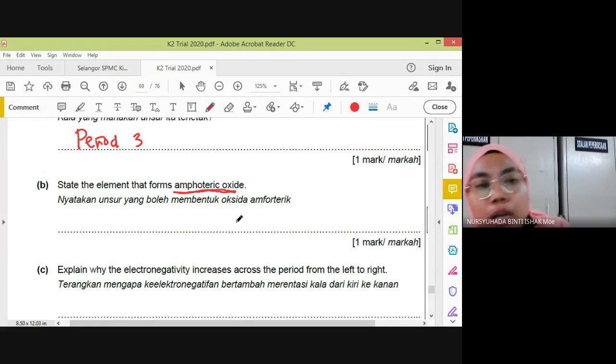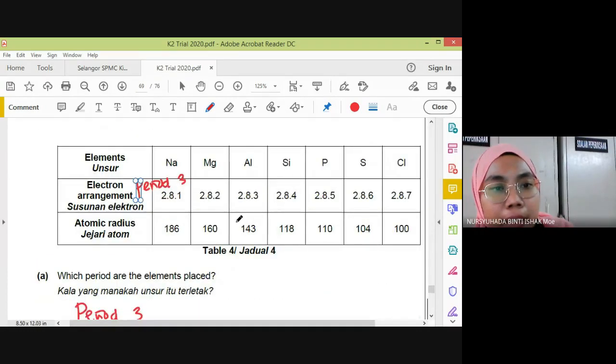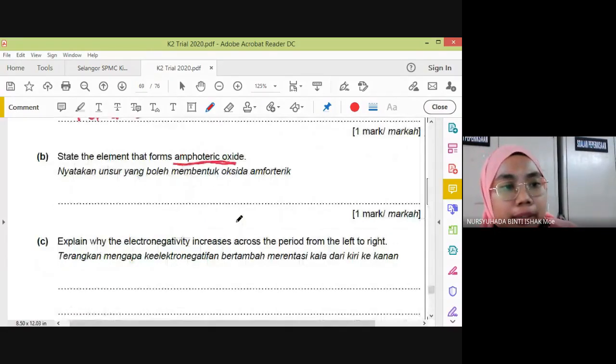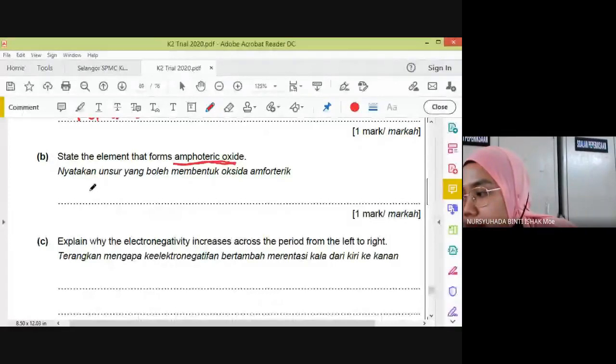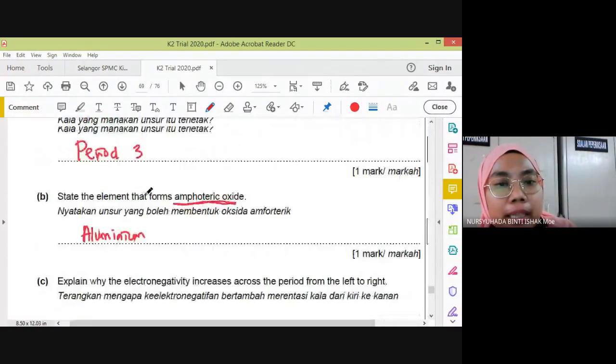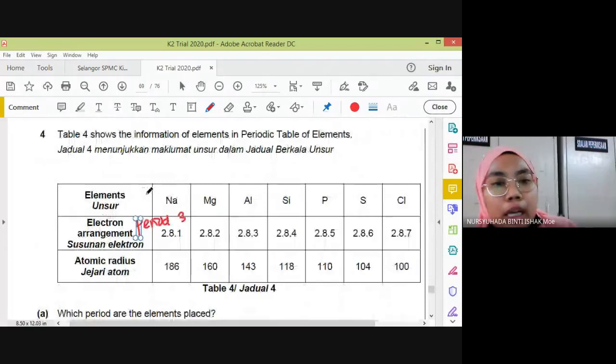Among all these, from sodium to chlorine, which one is amphoteric? Only one is amphoteric. Aluminium. Very good. Besides amphoteric oxide, there are also basic oxide and acidic oxide. So, if aluminium is amphoteric, A for amphoteric, then sodium until magnesium is what?